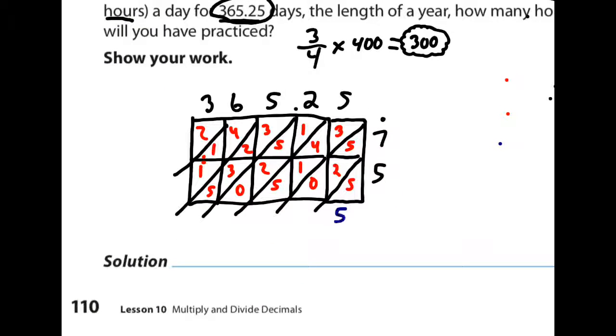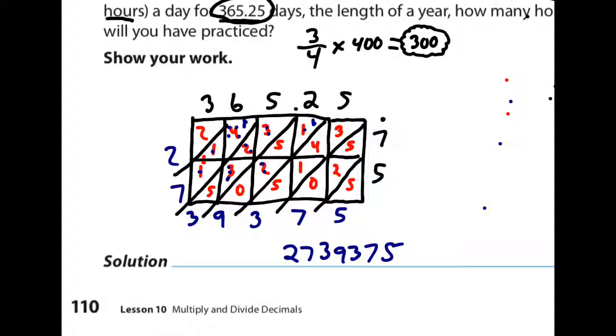I get 5, 7, 13. So I have 5, 6, 7, 8, 9. 5, 6, 7, 8, 9, 10, 11, 12, 13. 4, 5. What's that mark there? 1, 2, 3, 4, 5, 6, 7, and a 2. All right, so my digits are 2, 7, 3, 9, 3, 7, 5.